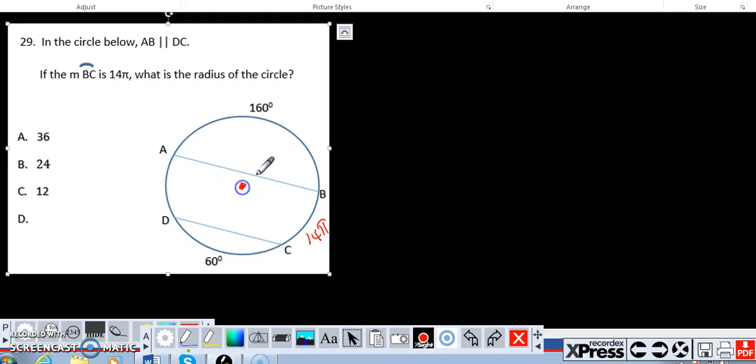So if you draw your center right here, it could be anywhere as long as it looks like the center, and you draw a segment that goes to C and that goes to B. All right, so this is your R. What is this radius if this arc is 14 pi? This is a question on arc length.